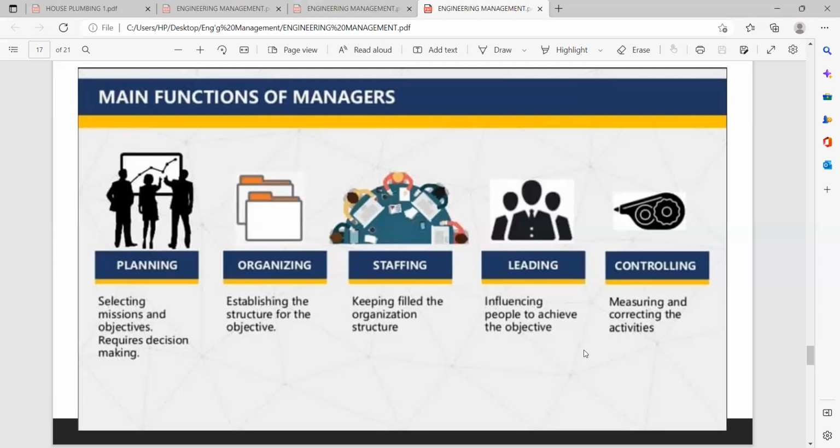So leading is influencing people to achieve the objective. So ili-lead mo yung mga work persons mo to have the same goal, to be efficient and effective sa kanilang task. And then controlling, so measuring and correcting the activities. So itong controlling, hindi naman ito negative. So yung control mo is yung if ever man na may magkamali sa staff, you will correct it by tuturuan mo yung tamang procedure or process.